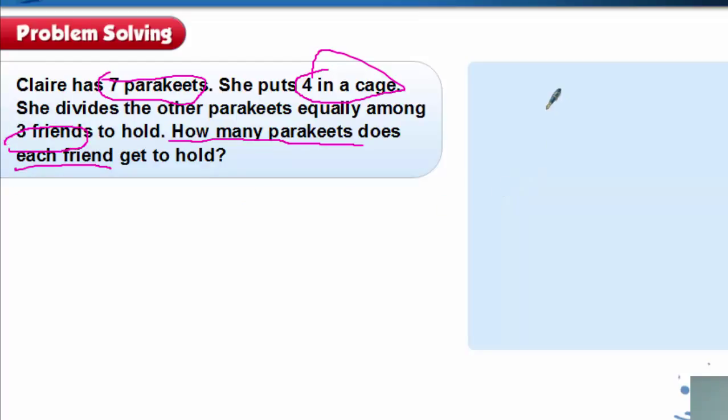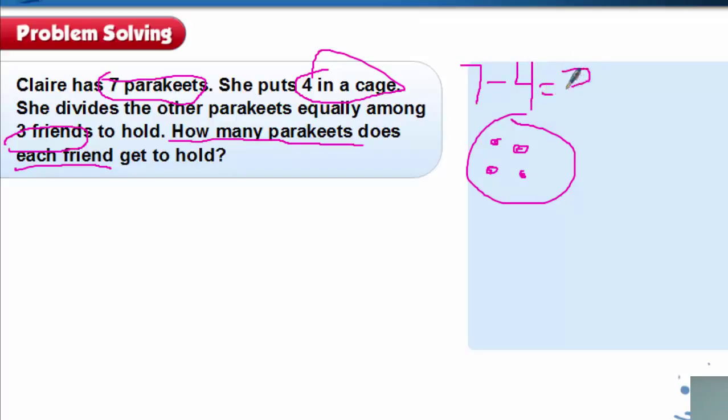So I can draw a picture. She has 7 parakeets, but she's going to put 4 in a cage. So here's a cage. She's going to put 4 in here. 1, 2, 3, 4. She had 7 to begin with, so she had 7. I need to take away the 4 that she puts in the cage. What is 7 minus 4? Awesome sauce, 3. Now, she divides the other parakeets, these 3 parakeets, equally among her 3 friends.